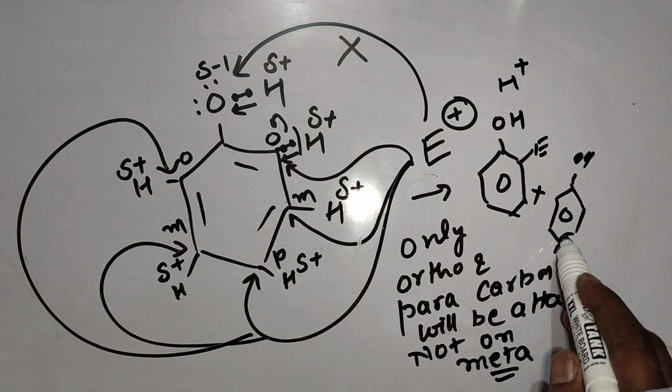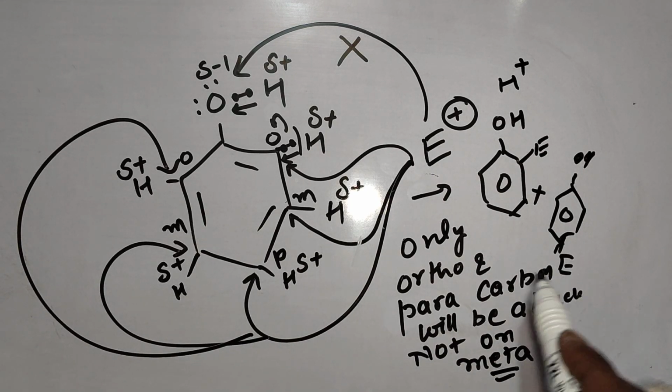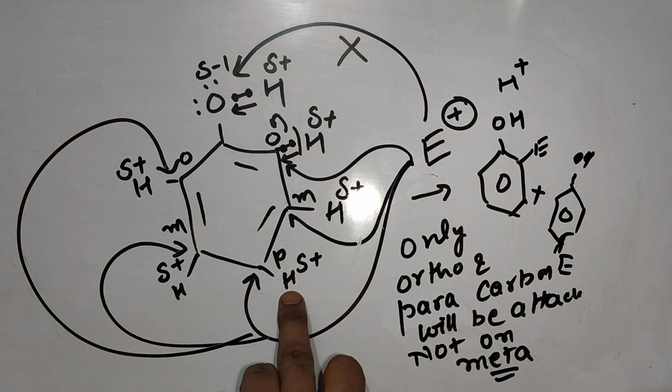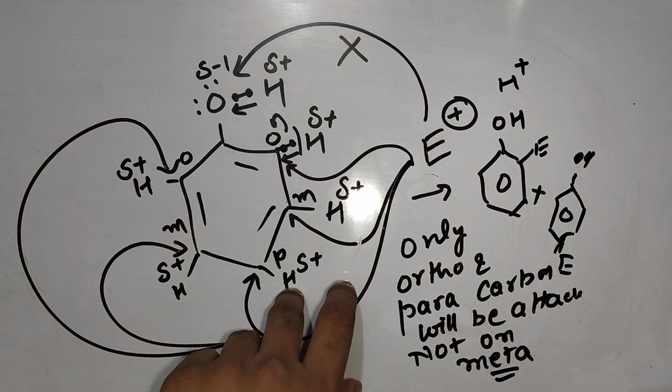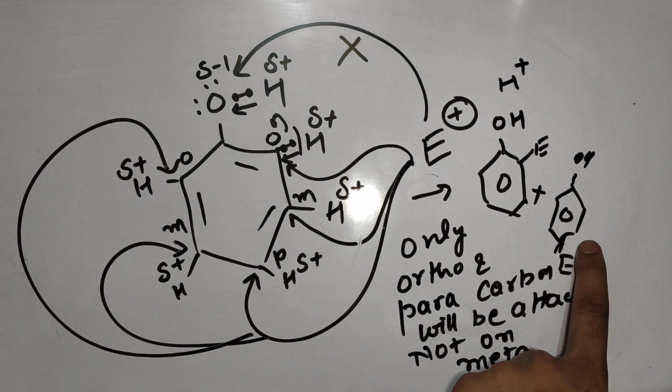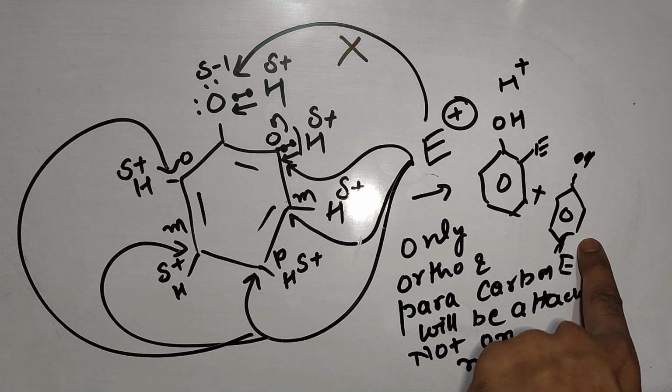This E can attack on a para position here also, and the same will happen. This hydrogen will be replaced by E, means the incoming electrophile, and H positive will be released out. This product will be known as ortho substituted product, and this product will be known as para substituted product.